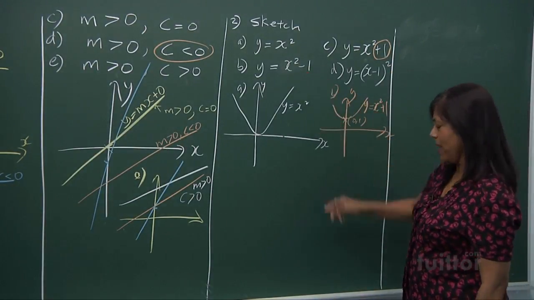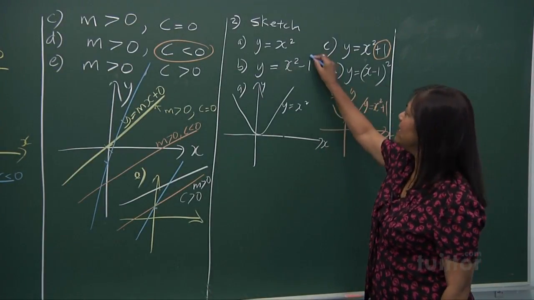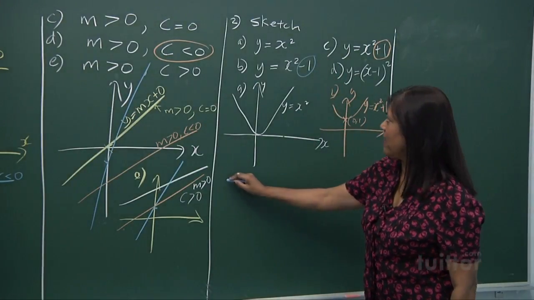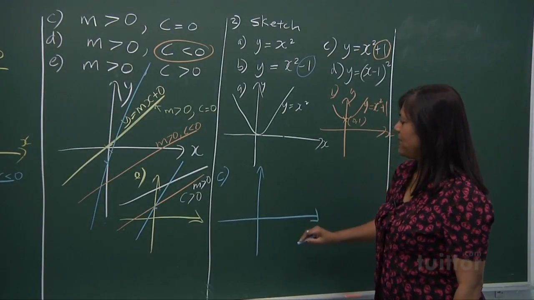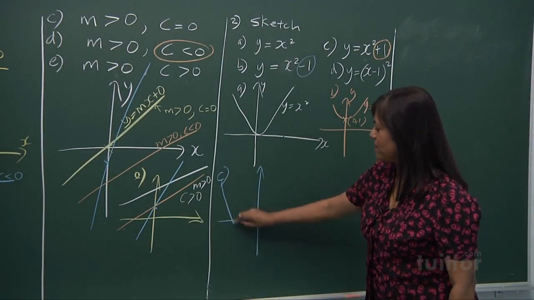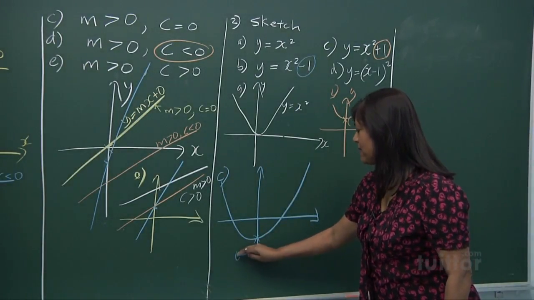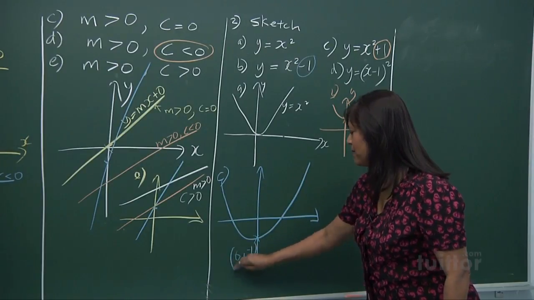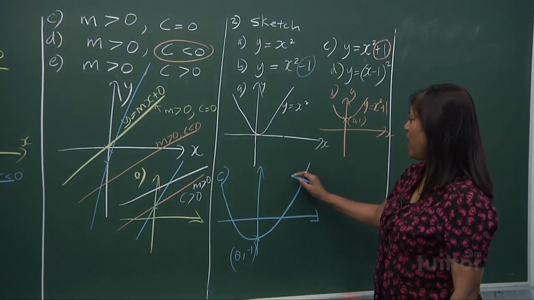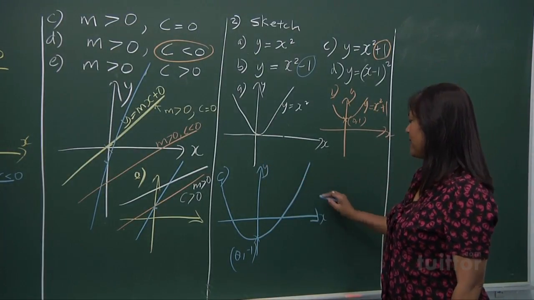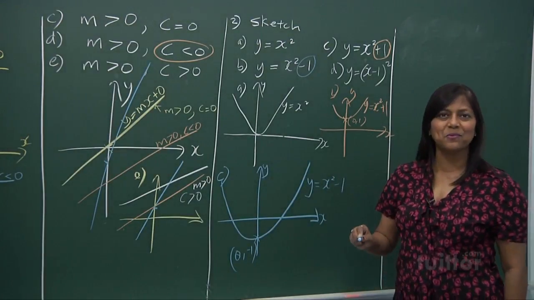Now, if you look at this one, it is y is equal to x squared minus 1. So how does that graph look? Minus 1, the graph is pushed down. And this is a point when x is 0, y is minus 1. Y-axis, x-axis, your y is equal to x squared minus 1.